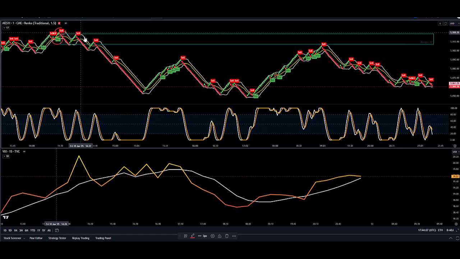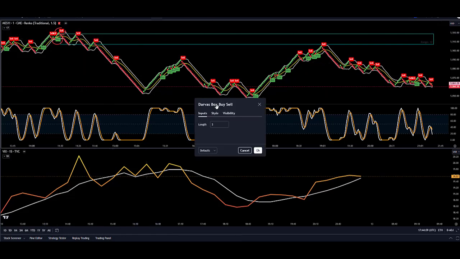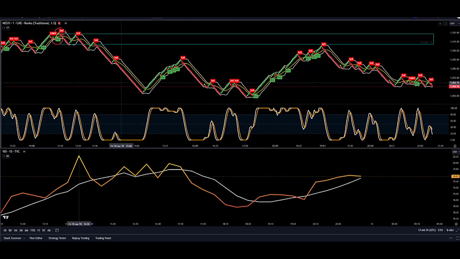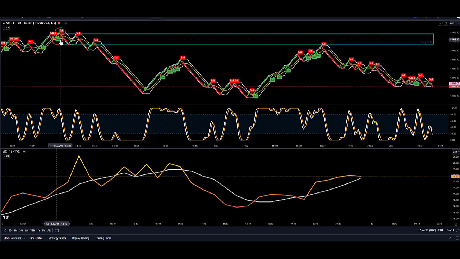We don't want that one. Let's drill into that one. There we go. It's a Darvas box buy sell, and we've got it set to 3. And I've turned off the actual lines that it produces and just left the buy and the sell signals. So that's giving us almost our entry point to the trade.